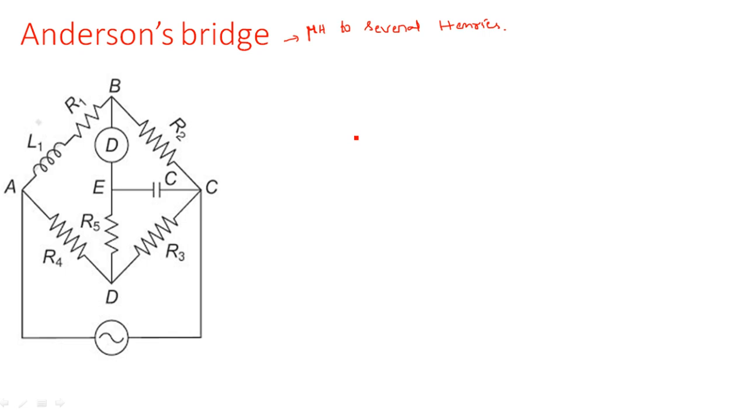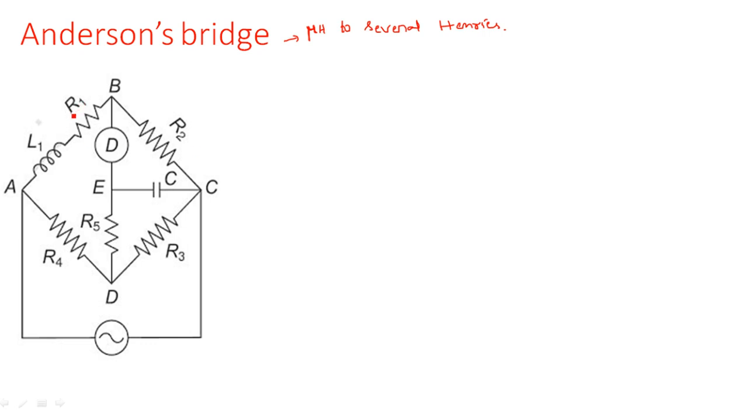Till now we have seen so many bridges. All these bridges are in the four arm shape only. We don't have any fifth arm. But here if we see the Anderson's bridge, the complete shape is a novel one, where it is completely unlike your normal or conventional bridge. Okay.